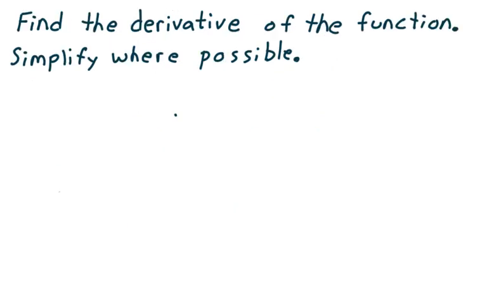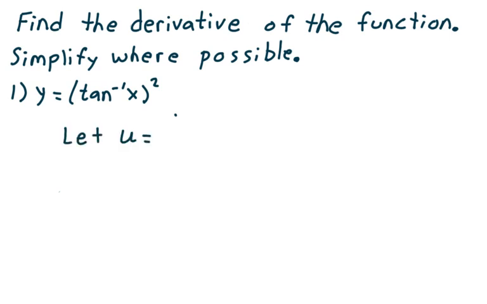Now, the directions say to find the derivative of the function, simplify where possible. So let's take a look at example 1. Suppose y equals the inverse tangent of x raised to the second power. So what I'm going to do is let u equal the inverse tangent of x. That's the inside function. As a function of u, we can say y equals u squared.